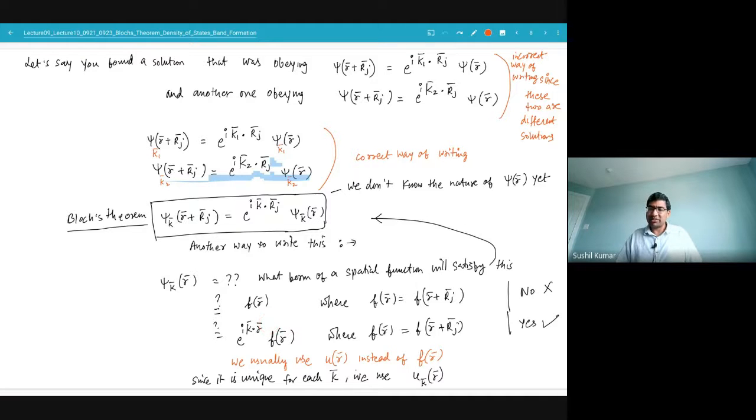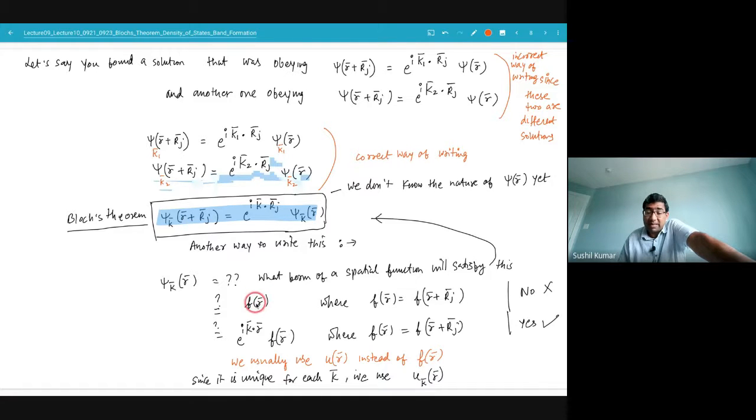Now here comes the question. So far we have found this solution. But this does not tell us what psi K should be like. Should it be a sine function? Should it be a cosine or a Bessel function? Or what should it be? So what should it look like? So let's say it should look like f of r.